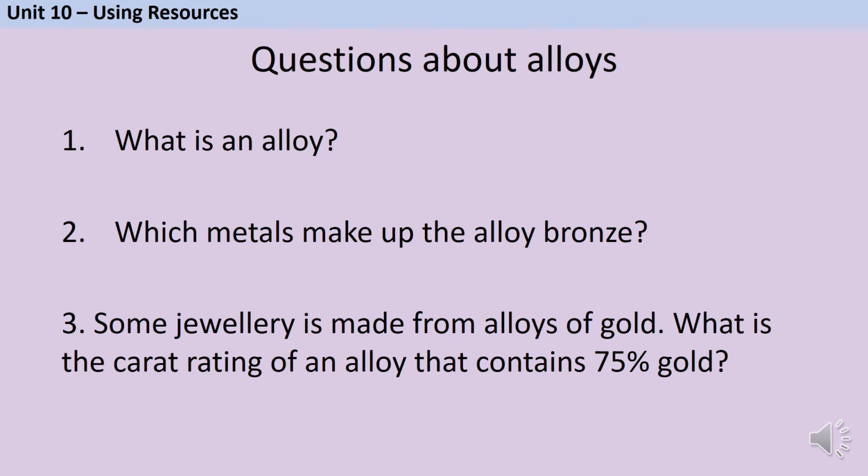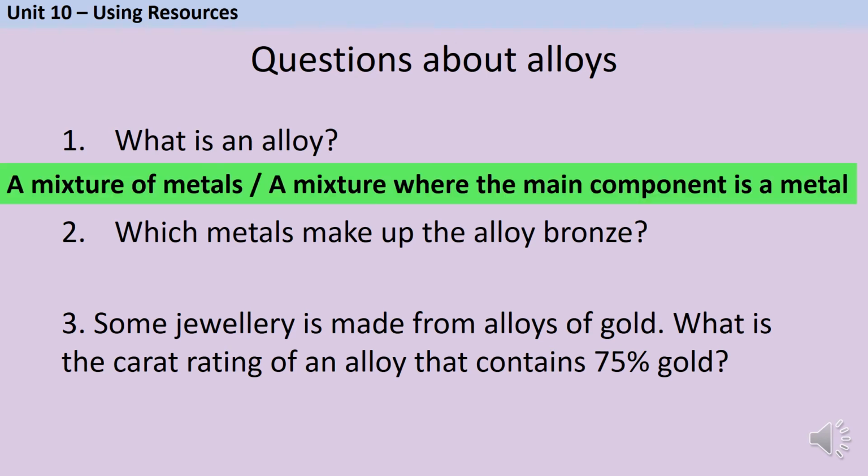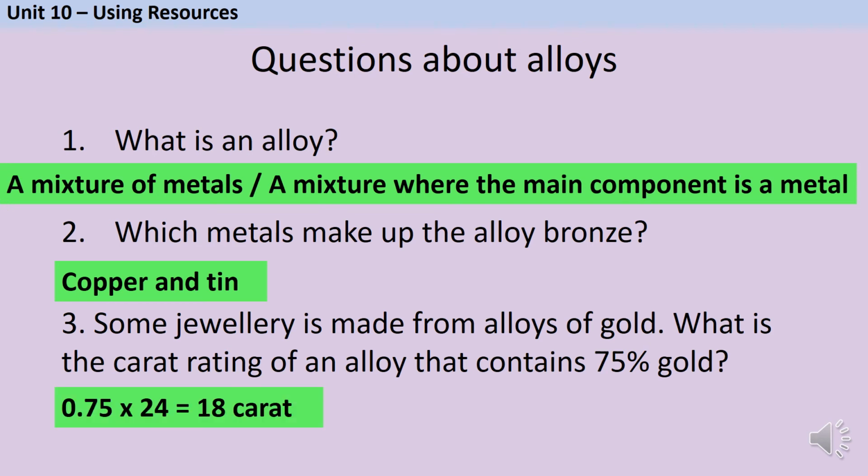So now we've got 8 questions to check your understanding of this video. Pause the video and write down some answers to the first 3. An alloy is a mixture of metals, or a mixture where the main component is a metal. Bronze is a copper alloy that also contains small amounts of tin. The carat rating of an alloy that contains 75% gold will be 75% of 24, which is 18.